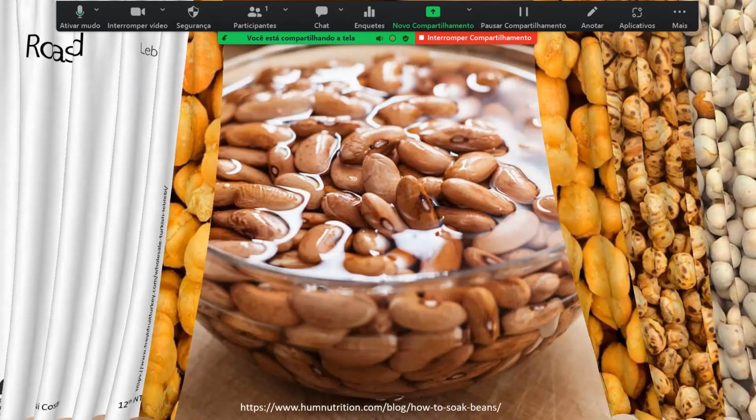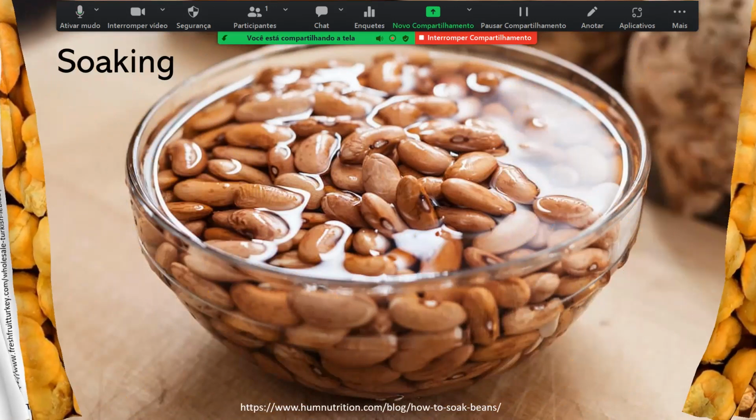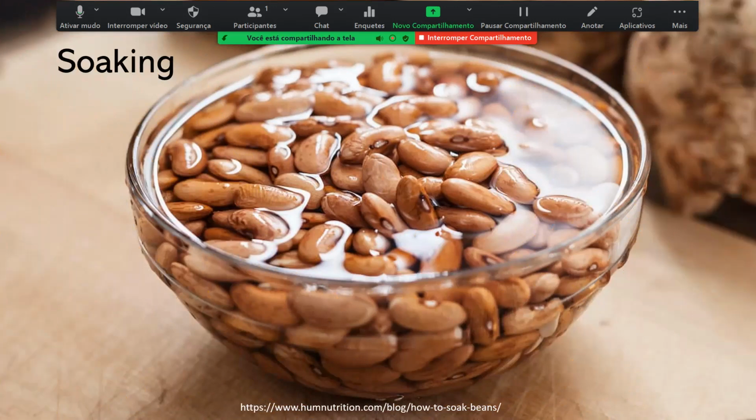Okay, for all these processes, a first step is needed, which is to hydrate. Usually this hydration is done by soaking. As you can see here, soaking is just the immersion of the pulse in water mainly. It can also be in another solution, a salt solution, or even a sugar solution, but it's typically in water.